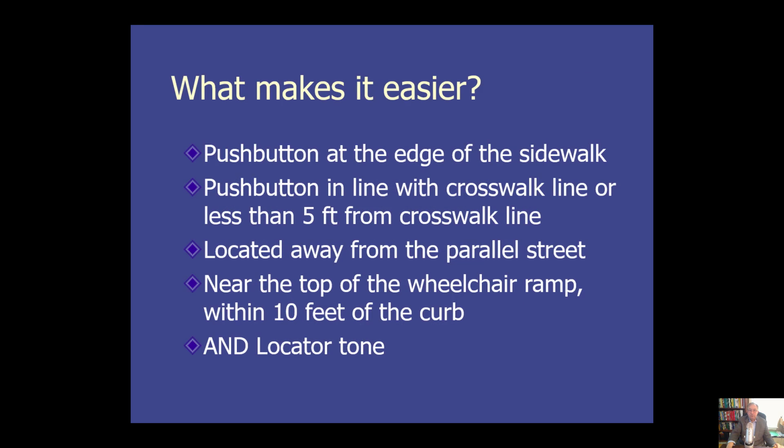So what makes it easier? When the push button is at the edge of the sidewalk, when the push button is in line with a crosswalk line or less than 5 feet from the crosswalk line, which is the standard, although not always found. When it's located away from the parallel street so it's not blocking the sound. When it's near the top of the wheelchair ramp within 10 feet of the curb. And very, very importantly, when there is a locator tone, because without a locator tone, it's very, very difficult to find, and almost impossible.